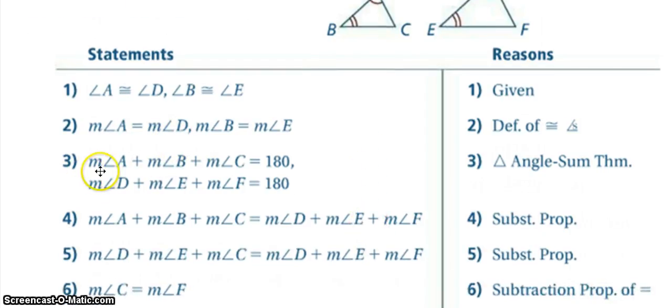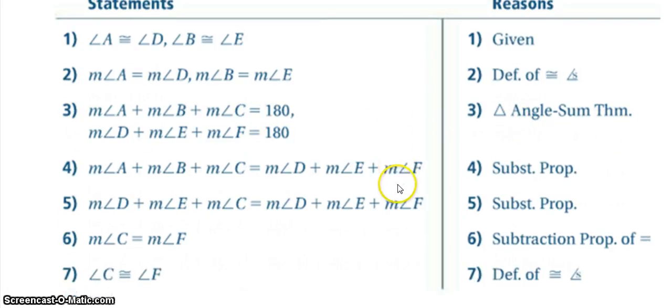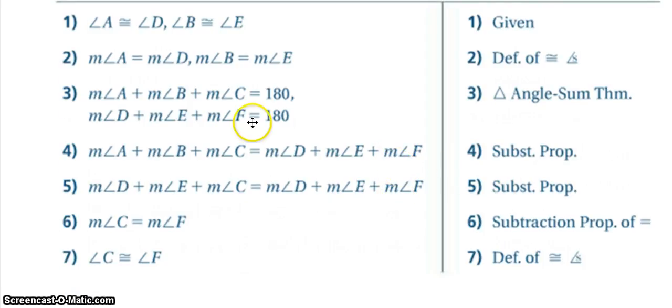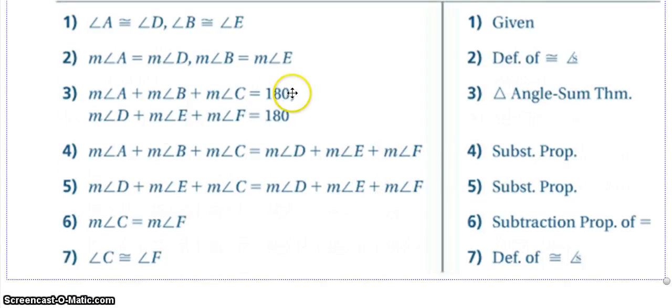Then I look at adding my angles up. I know that the triangle angle sum theorem tells me that all three angles will add up to 180. And then based on that, I can use the substitution property to essentially plug D, E, and F in on my right side and replace that 180. From there, I can subtract away the angles that I don't care about and get just angles C and F left. And because their measures are equal, that means that their angles are congruent.